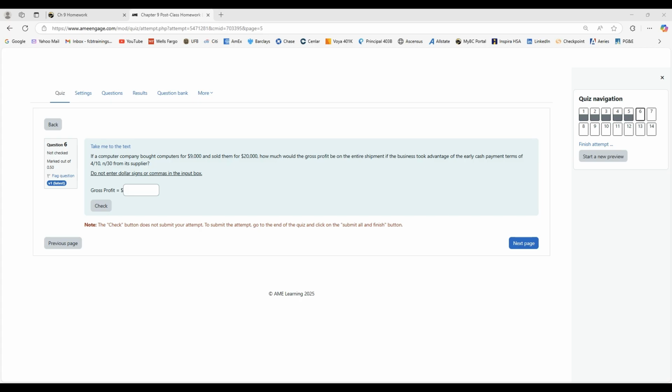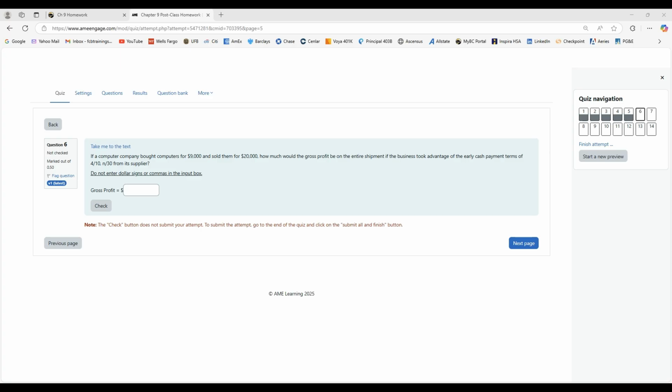So remember that gross profit is sales revenue minus cost of goods sold. And so in our instance here, we would have 20,000 as our sales revenue and 9,000 as our cost of goods sold. So if we just considered gross profit without anything about the discount, then we're going to have 11,000 of gross profit.